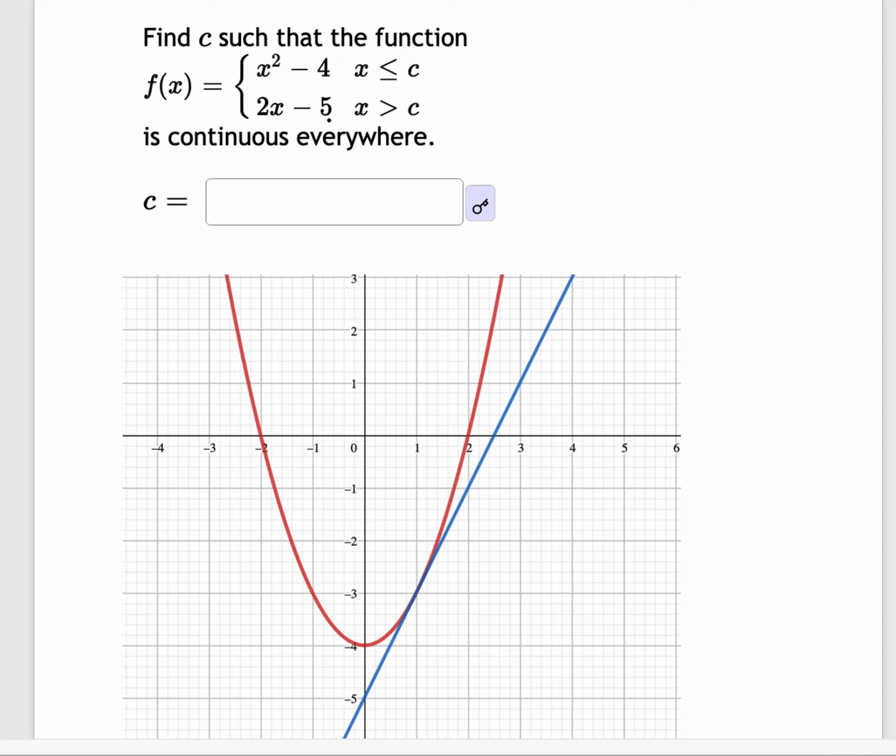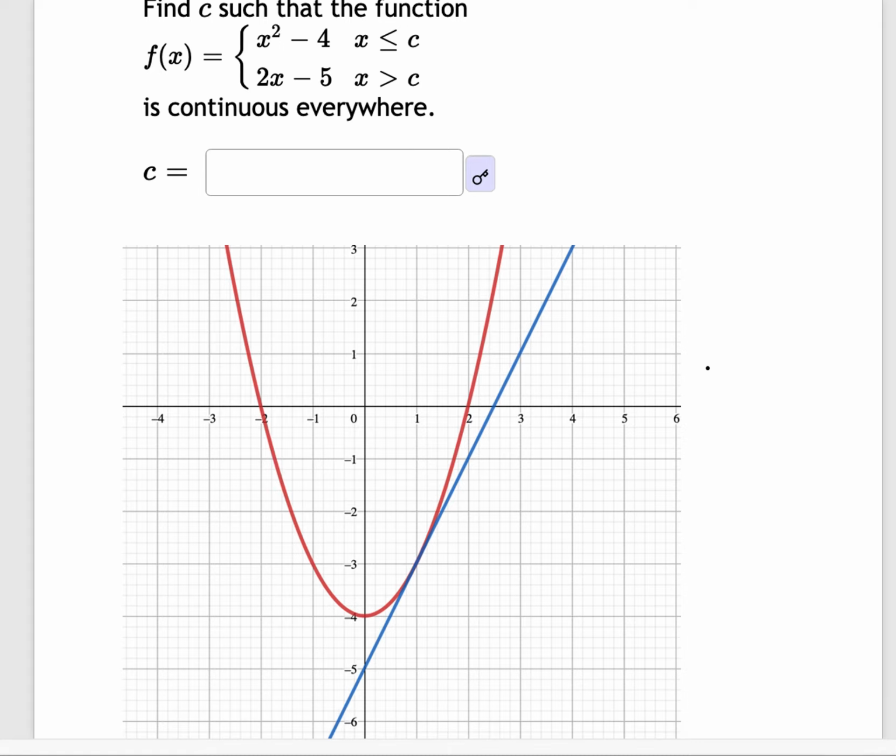But when we take pieces of each of these functions and rejoin the pieces to make a new function, in order for that piecewise function to be continuous, the pieces need to line up and meet, and the value of the function needs to exist at that point. So we want to find the value of c so that these two pieces line up, they join, and that value exists. So there's no breaks or holes in the graph.